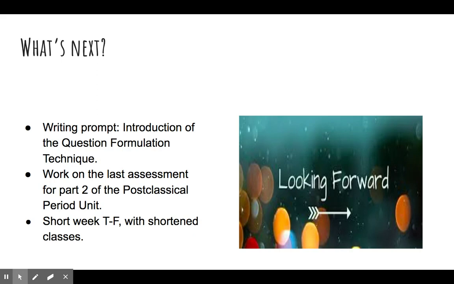What's happening next? Our last week together, we're going to have a writing prompt that's going to introduce something called the question formulation technique. You're going to use that question formulation technique to work on the last assessments, or part 2 of the post-classical period unit. And we have a short week, just a reminder, Tuesday through Friday, with shortened classes.